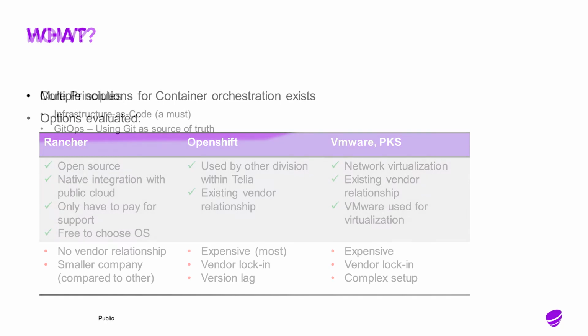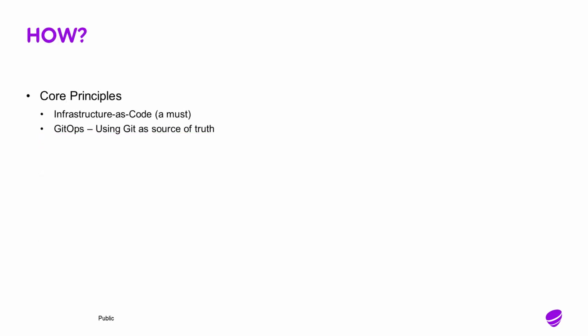So the how then? We decided to stick with two core principles. The first one is infrastructure as code, which we decided is a must. And the second one is GitOps, where we're using Git as a source of truth, but also working towards having a commit to production workflow.